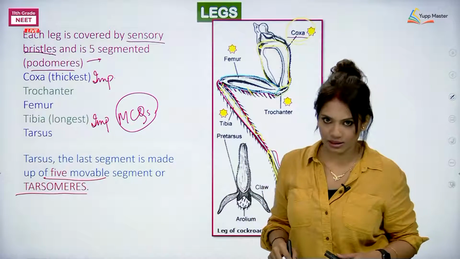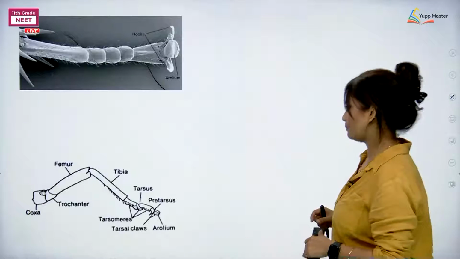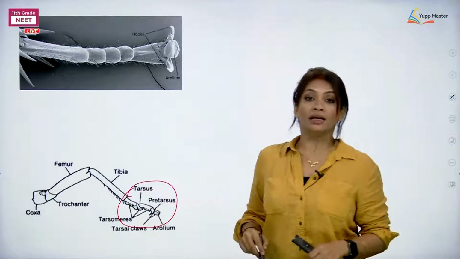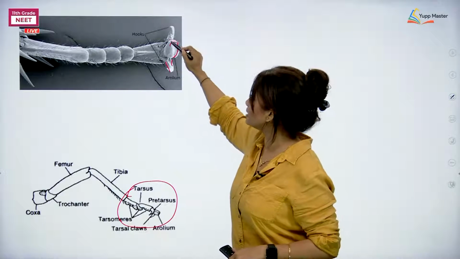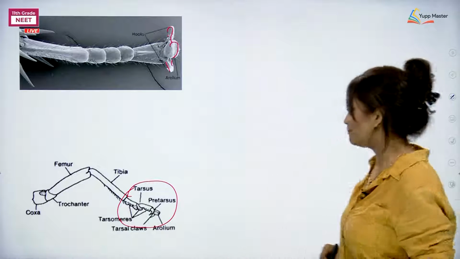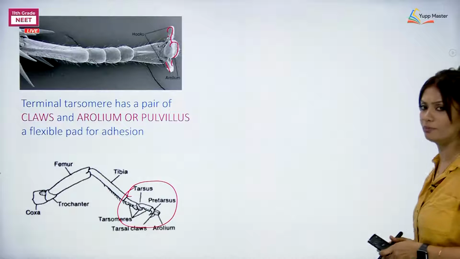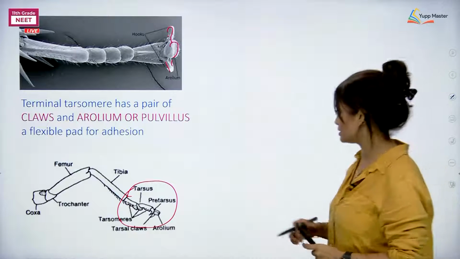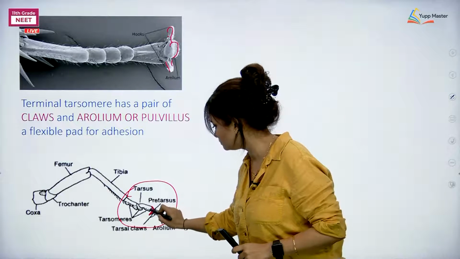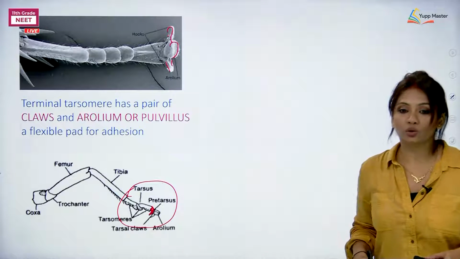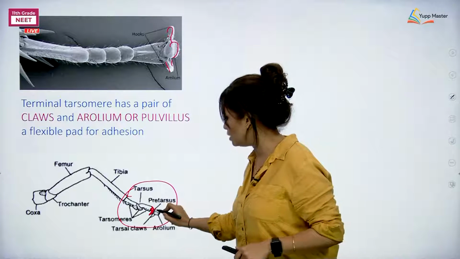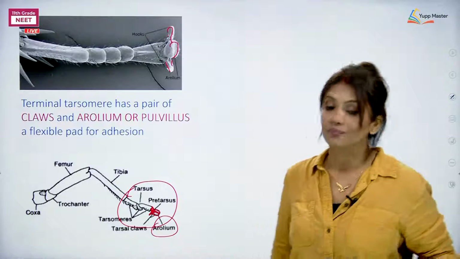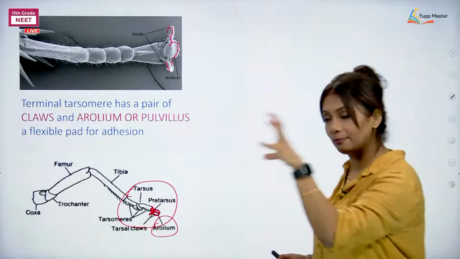Now, when we talk about the tarsomeres, look at the ending part. This whole region is the tarsus part. Can you see how the tarsus has different structures at its ends? Let's have a look at those. First of all, the terminal tarsomere, meaning the last tarsomere, has a pair of claws. There are claws present, and in pairs, as you can see right here. It also has an arolium, a flexible pad used for adhesion. That is the reason why cockroaches can climb up your walls, right? Because they have these flexible pads for adhesion, helping them cling on to walls.